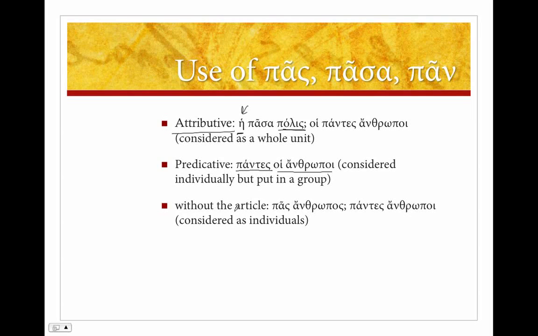And the third way is without the article altogether. So, pas anthropos, every man. Or pantes anthropoi, all men. And here we're thinking of all men as individuals. They're not a group, they're not a collective, just all men as individuals, each one thought of individually. So the use of pas, pasa, pan not only is important to know how to decline it, but also the use, the position is very important for how you translate it.